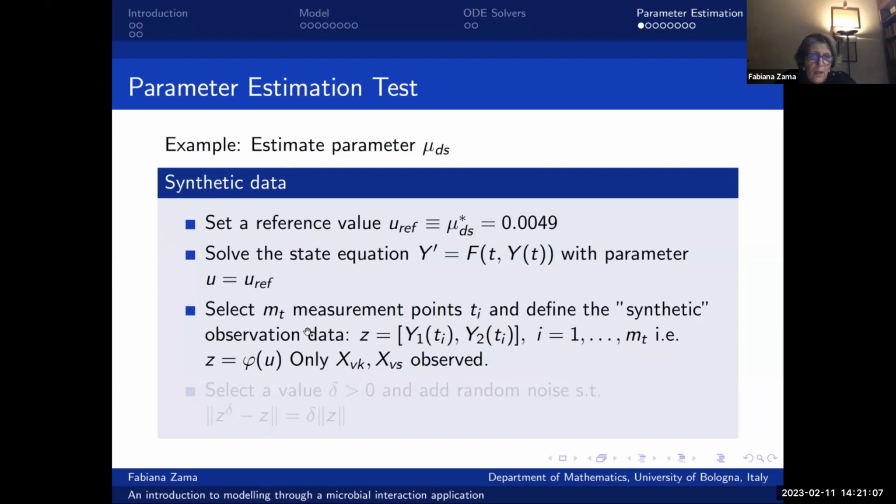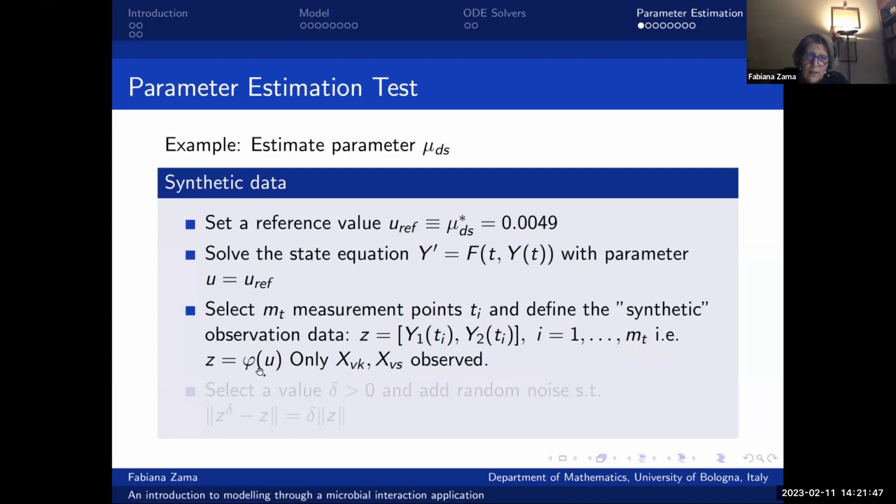Here you see the points, and the example that we see this evening is only on 10 points, but of course the idea is to study what happens if we change the number of points, and also their position. And so we obtain data, we measure, and the only populations that we can measure are the variable killer and the variable sensitive. So we measure only the Y1 and Y2 components. The other components cannot be measured. So we consider data that come from the first two populations.